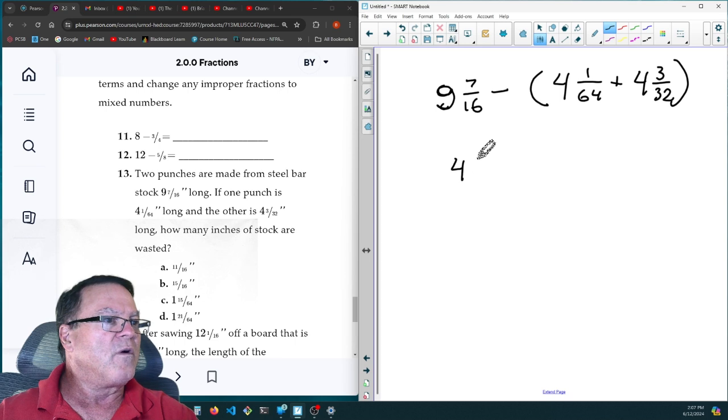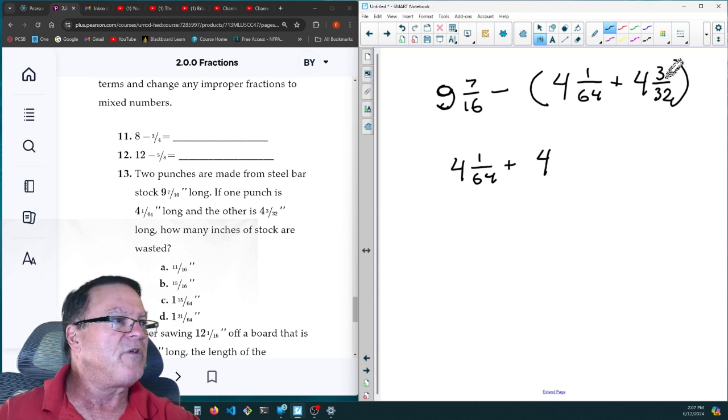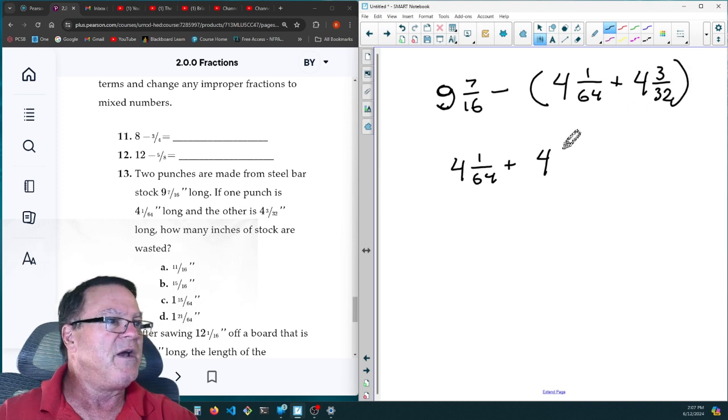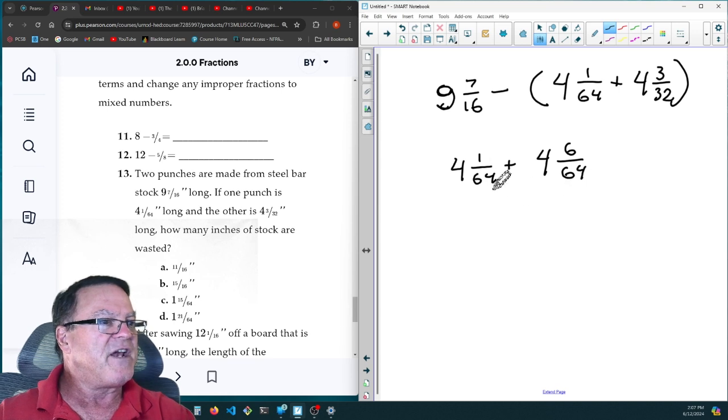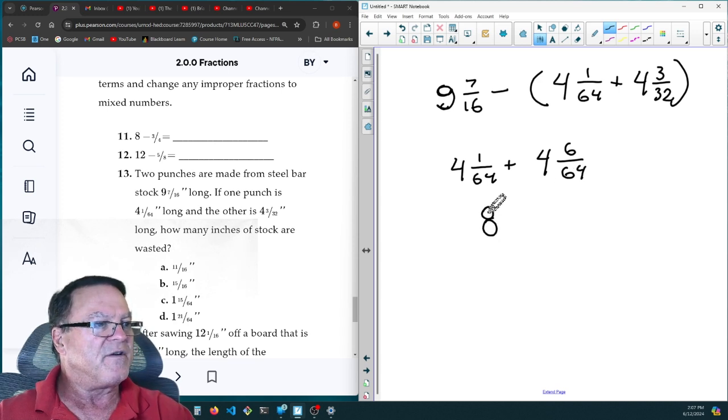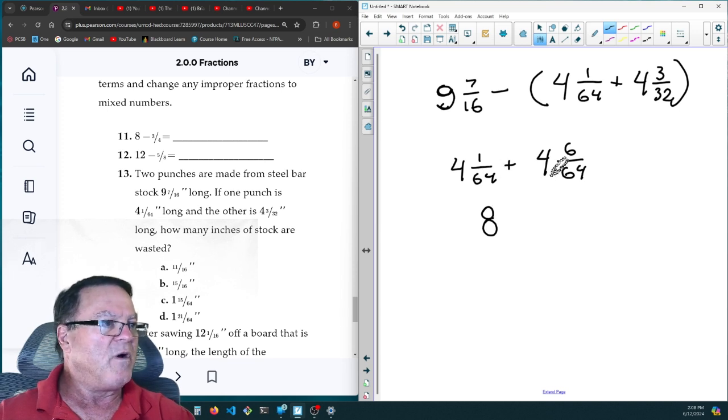So 4 and 1/64 plus 4 and 3/32. I'm going to multiply 3/32 by 2/2. And 3 times 2 is 6, and 32 times 2 is 64. So I've changed this to a common denominator. And I have 1/64 plus 6/64. I'm going to add my whole numbers together. 4 plus 4 is 8, and 1 plus 6 is 7. And my denominator will stay as 64. So 8 and 7/64.